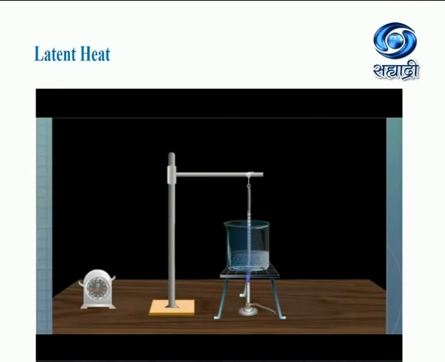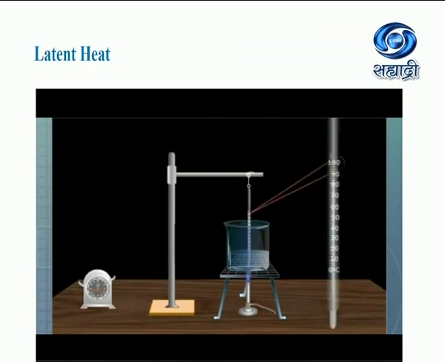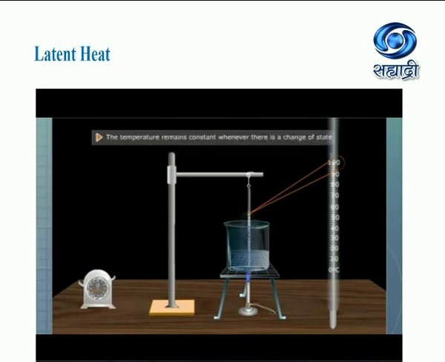Continue heating water which is at 0 degrees centigrade. We observe that the temperature is increasing. Record the rise in temperature till the water starts boiling. Continue heating. The boiling water gets converted to steam. Observe that the thermometer reading remains constant at 100 degrees centigrade, which is the boiling point of water. That is, there is no change in temperature. This shows that the temperature remains constant whenever there is a change of state.